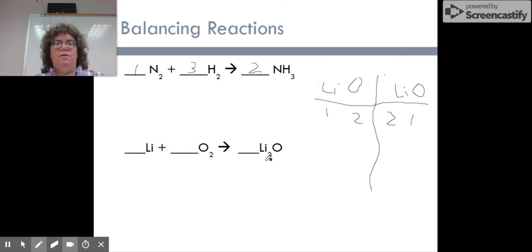So if I look here, 2 lithiums, 1 lithium, 2 oxygens, 1 oxygen. So I might start by sticking a 2 right here. And then adding up again. I still have 1 lithium here, 2 oxygens here. Now I have 4 lithiums here and 2 oxygens. So my oxygens equal out, my lithiums do not, but that's an easy fix. Right? I just need to add a 4 right here.